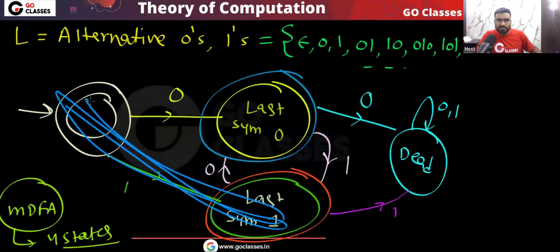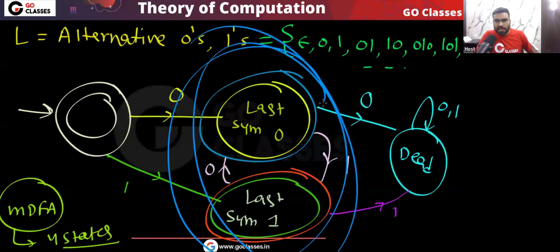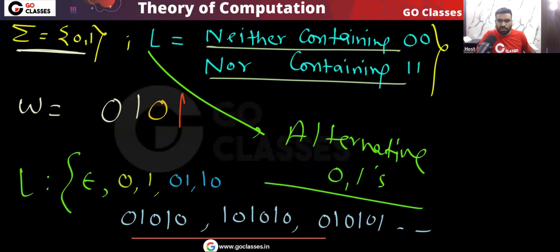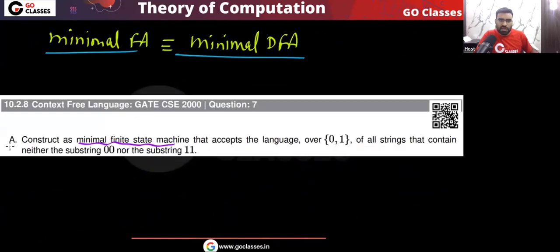What about these two states? Are they distinguishable? Yes, they are distinguishable by 1. This state on 1 goes to non-final, this state on 1 goes to final. What about these two states? Yes, this on 0 goes to non-final, this on 0 goes to final. So all the states are distinguishable. So finally, this is a minimal DFA. This has 4 states. So this is a beautiful question, and the answer will be number of states 4.